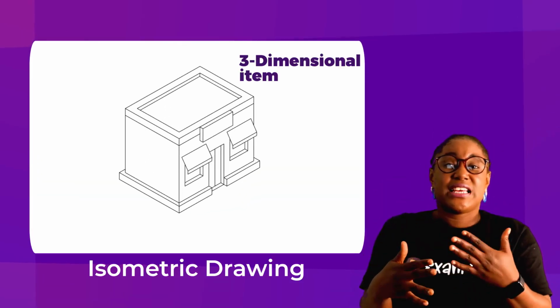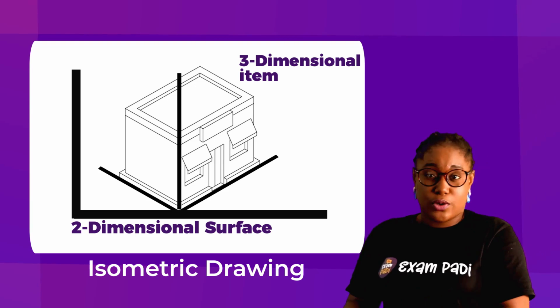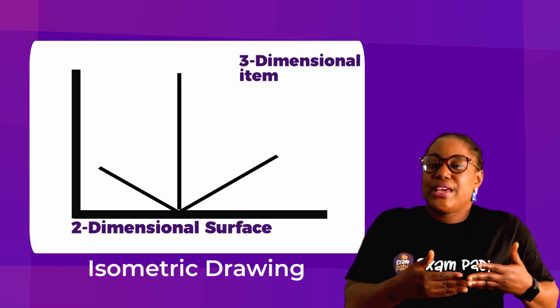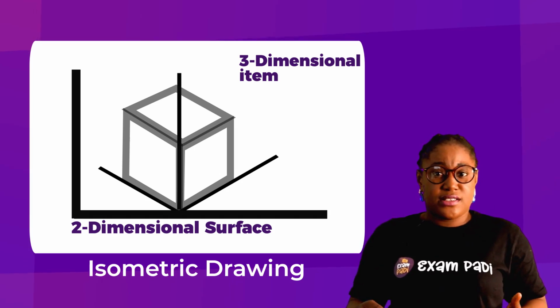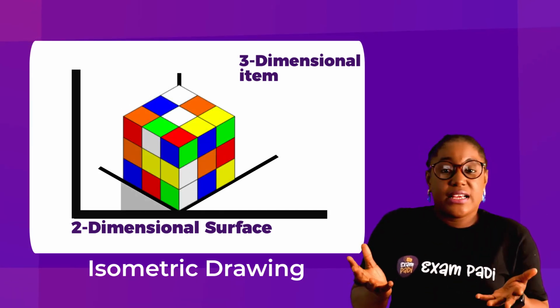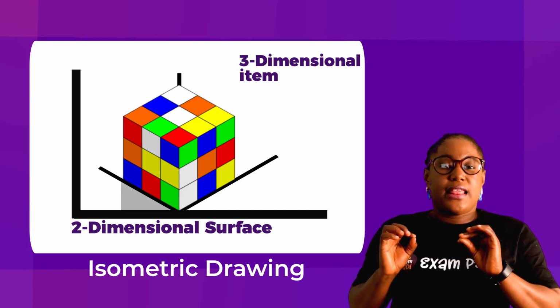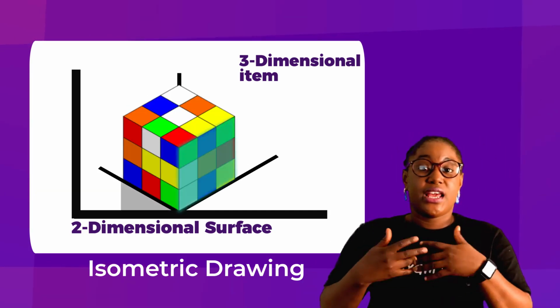Now, examples of isometric drawing. The purpose of an isometric drawing is to represent a three-dimensional item on a two-dimensional surface. So, when looking at an isometric drawing, three views are evident. The drawing of a cube is a very common isometric drawing. Three dimensions can easily be seen when viewing a cube.